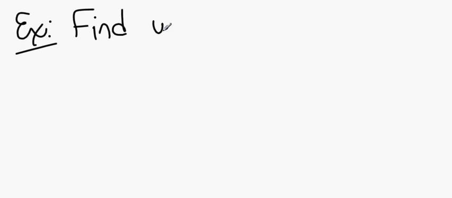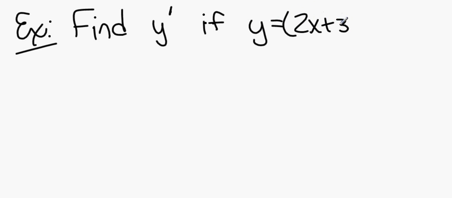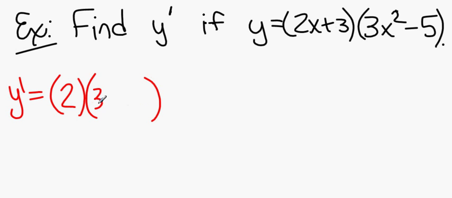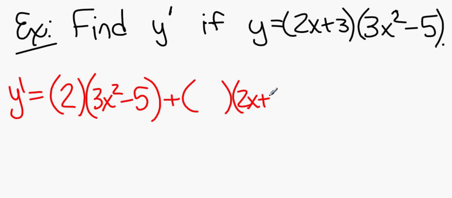Let's find y prime if y is the function 2x plus 3 times 3x squared minus 5. And you're thinking, that's a product. The product rule applies. And it does. The product rule is so much fun. It's 1 prime. So the derivative of 2x is 2. The derivative of 3 is 0. 1 prime 2 plus 2 prime 1.